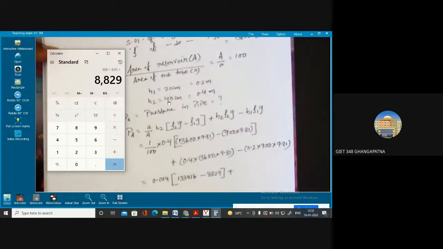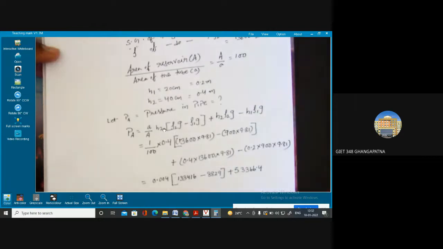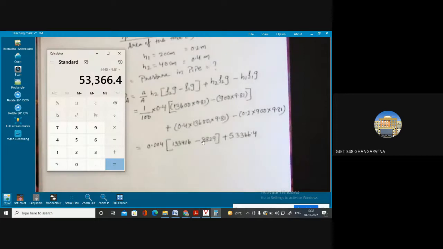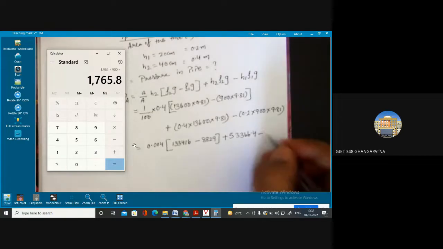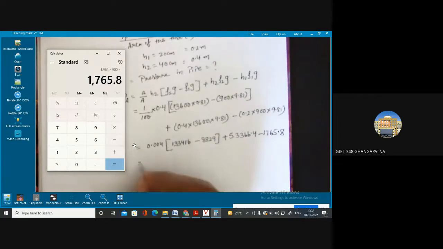Plus 0.4 multiplied by 13600 into 9.81. This is how much you got? 53366.4. Okay. Minus 0.2 into 9.81 into 900. This is 1765.8. Please do this calculation. How much are you getting? You say the answer.